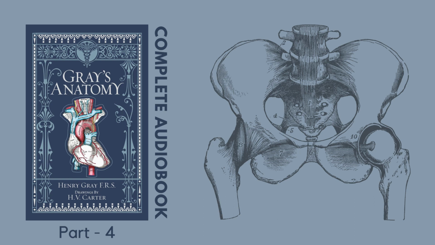The true or lesser pelvis. The lesser pelvis is that part of the pelvic cavity which is situated below and behind the pelvic brim. Its bony walls are more complete than those of the greater pelvis. For convenience of description, it is divided into an inlet bounded by the superior circumference, an outlet bounded by the inferior circumference, and a cavity.